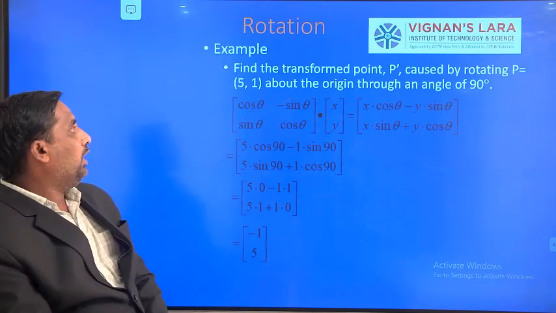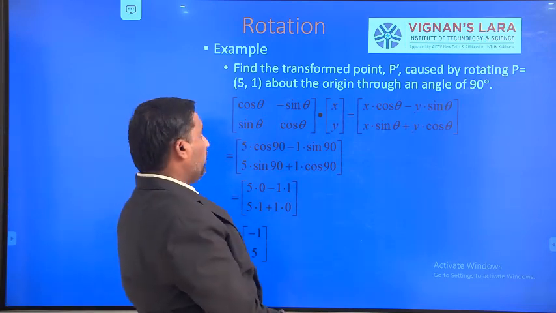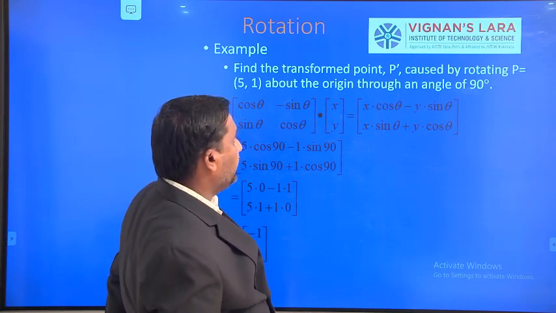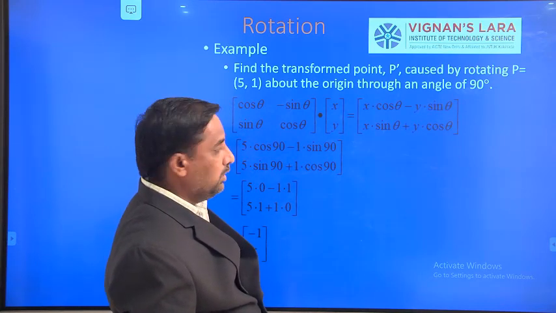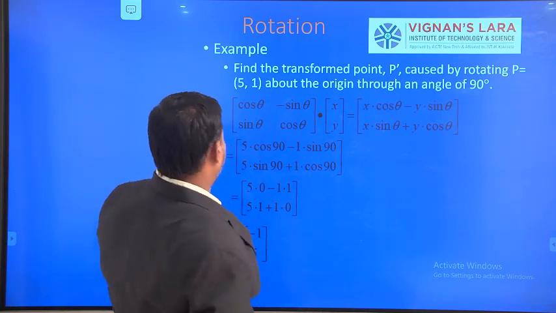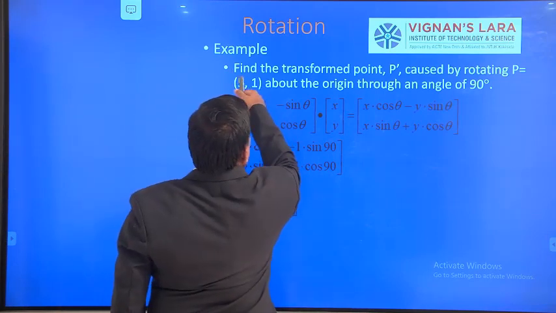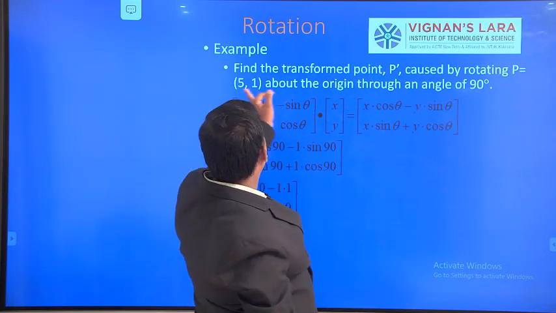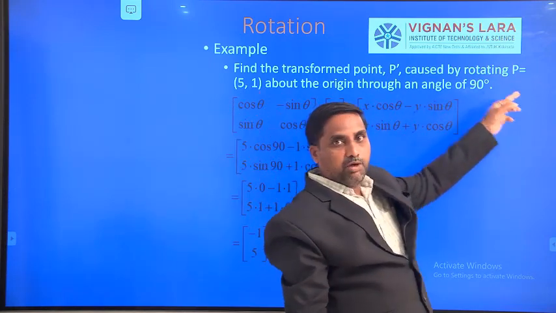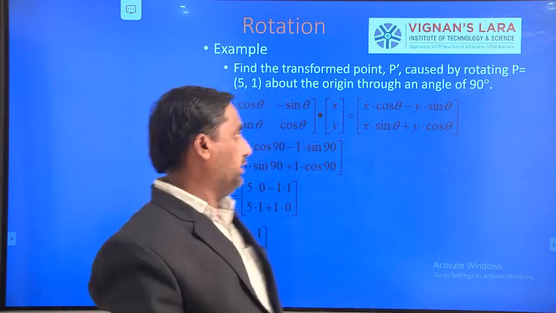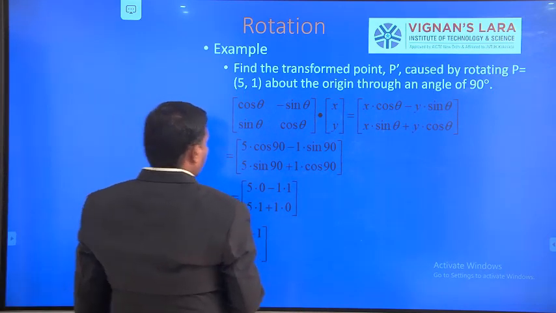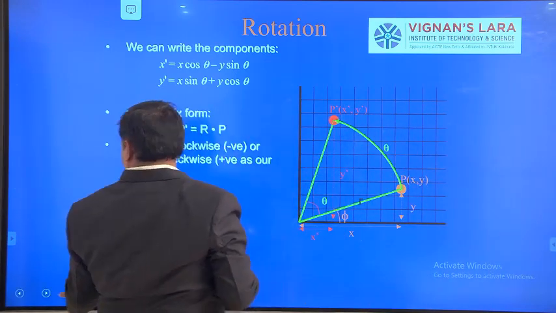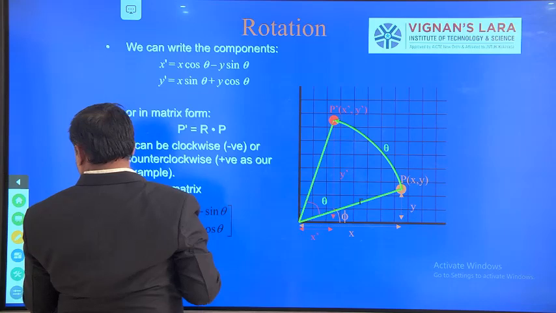Here is an example for explaining the rotation of a point through an angle of 90 degrees about the origin, in the anti-clockwise direction, right? So first, the example: find the transformed point P dash caused by rotating P equal to (5, 1) about the origin through an angle of 90 degrees. Right. And with 90 degrees, he has to give either the clockwise or anti-clockwise direction, but he did not give that one.